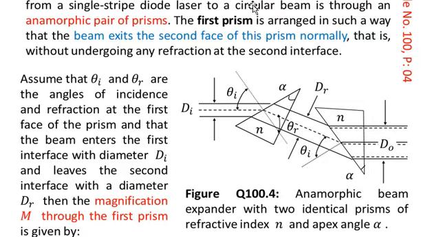So let me read from this paragraph that the first prism is arranged in such a way that the beam exits the second face of this prism normally, that is without undergoing any refraction at the second interface of the first prism. So it will pass straight, and similarly for the second face of the second prism, the beam is also incident normally and of course will go straight without any deviation.